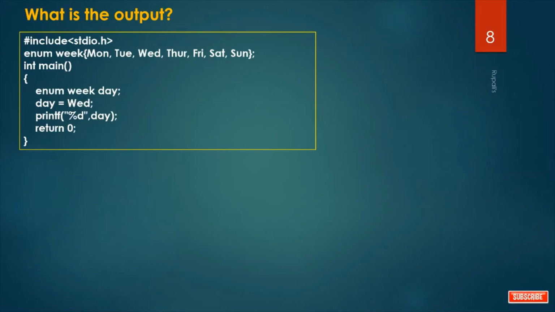So tell me what is the output of this program? Think for 5 seconds. See here, because weekday is an enum type, day is an enum type variable. So when we write day equals to Wednesday, it assigns the value. Monday is 0, Tuesday 1, Wednesday 2. So the output will be 2.